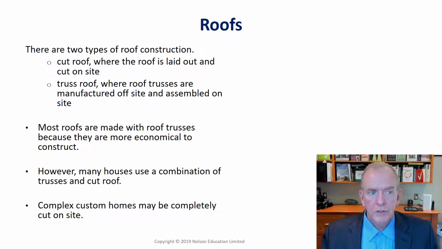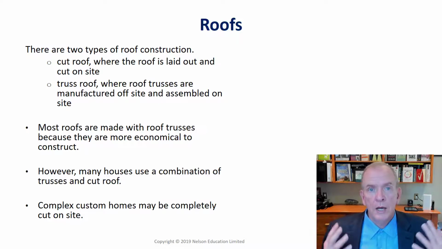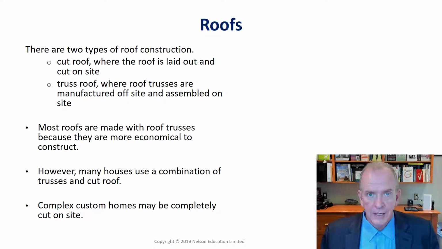As I was saying, there are two types of roofs. There's a cut roof. All a cut roof means is it's cut on site. It's not prefabricated, and so it takes more skill, to be sure. If we went back 50 years, pretty much all roofs were cut. So if you're doing renovation work in a house that was built in 1960, there's probably about a 95% chance that it has a cut roof.